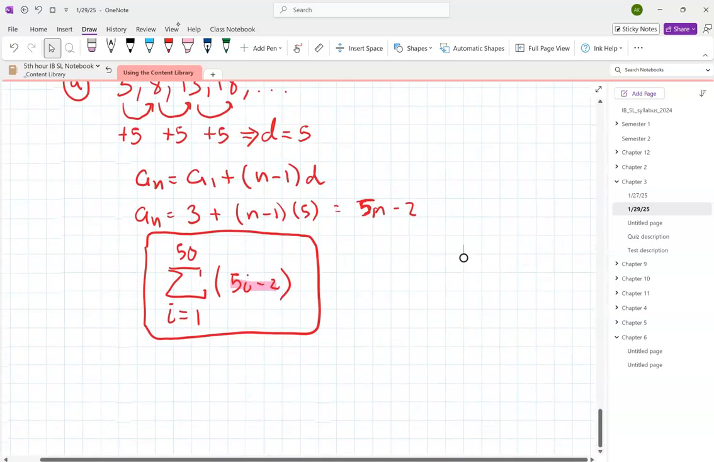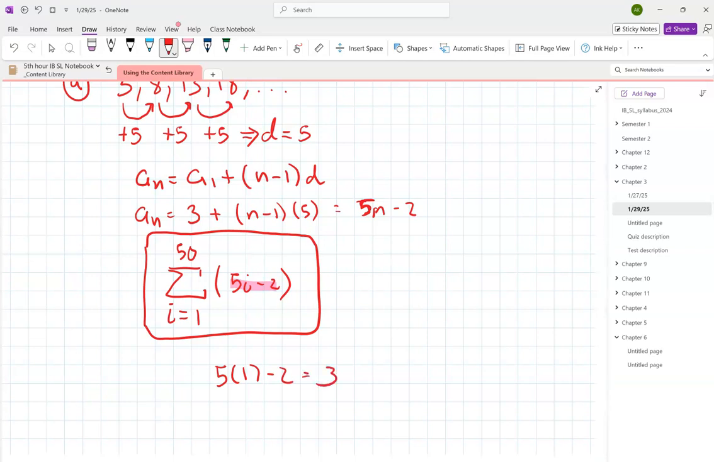No, we put 1 because when I plug 1 in for i, 5 times 1 minus 2 is 3. So I don't write the term value, I write the term number as where to start. Does that feel okay? Okay.